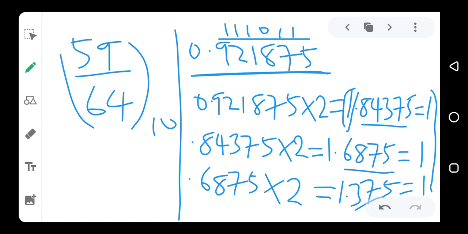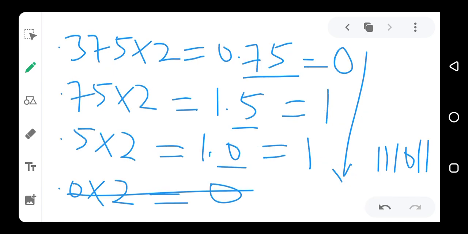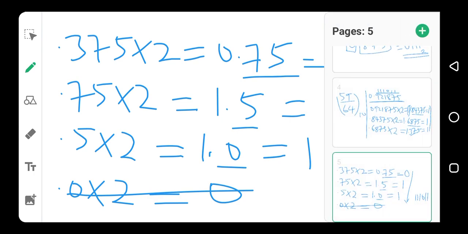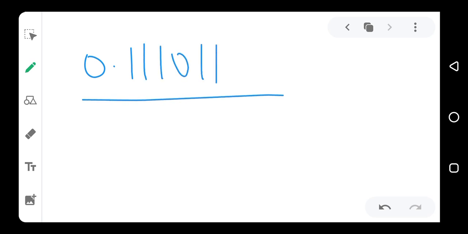Now this whole number, which is 0, we convert 0 again to base 2. 0 in base 10 to base 2 is going to give us 0. So the final answer is going to be 0.111011. This is the answer.